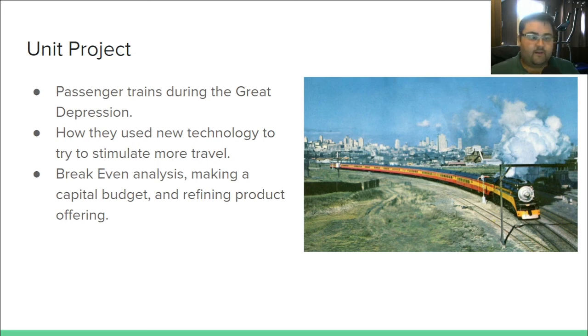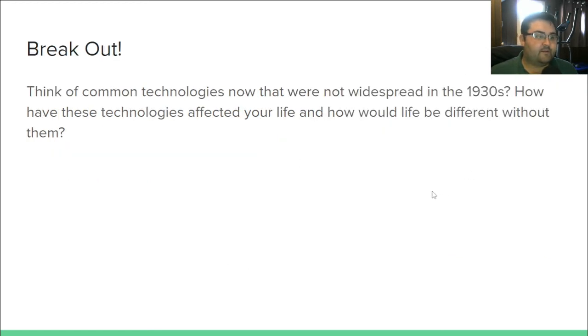And before we get into that, we need to get into this class's breakout session, which will form your KWL for the unit, which is what you know now, what you want to learn through the course of the unit, and what you have learned. So we're starting out with the K, which is the questions and what you guys know, and using this as a guiding question, which is thinking of common technologies now that were not widespread or even available at all in the 1930s. How have these technologies affected your life, and how would your life be different without them?